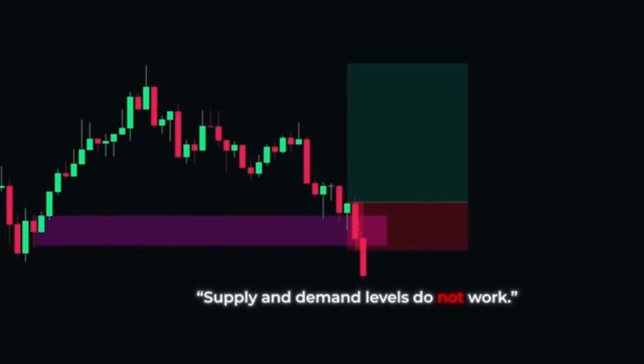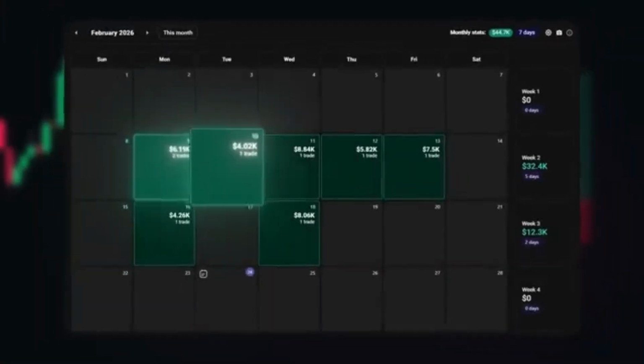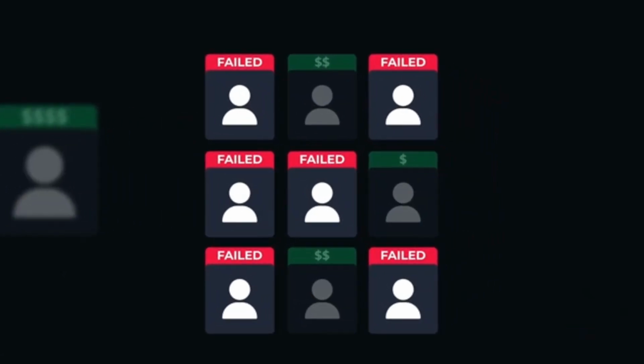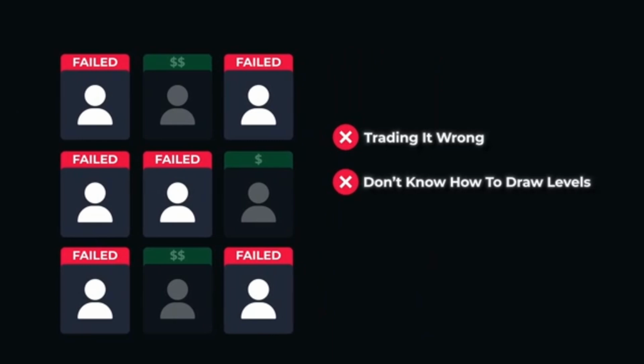Now, before you get mad at me in the comments, I also trade supply and demand levels myself. In fact, it's actually one of the core strategies I use that has made me consistent profits after day trading for 7 years. So, how did I manage to be profitable, but most traders who trade the same strategy aren't? The reason most traders fail when trading supply and demand isn't because they're trading it wrong or they don't know how to draw the levels correctly.